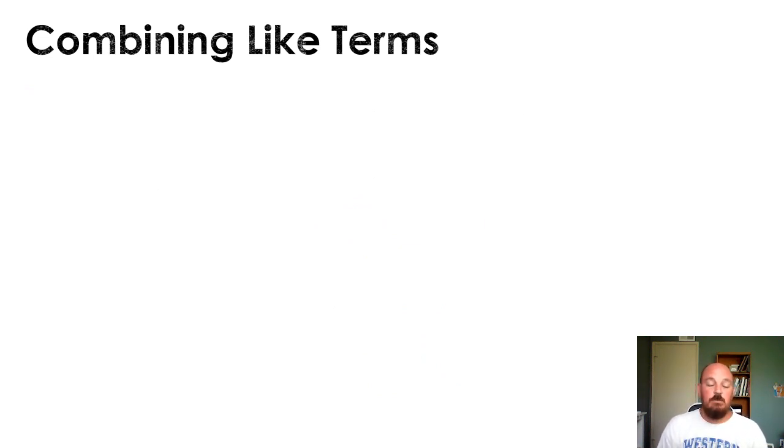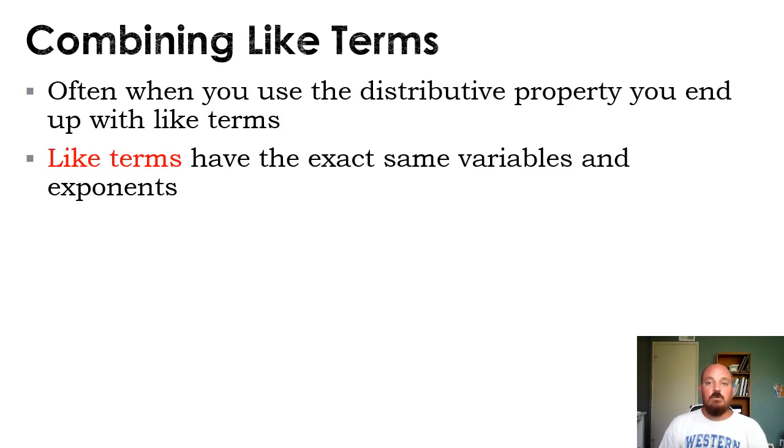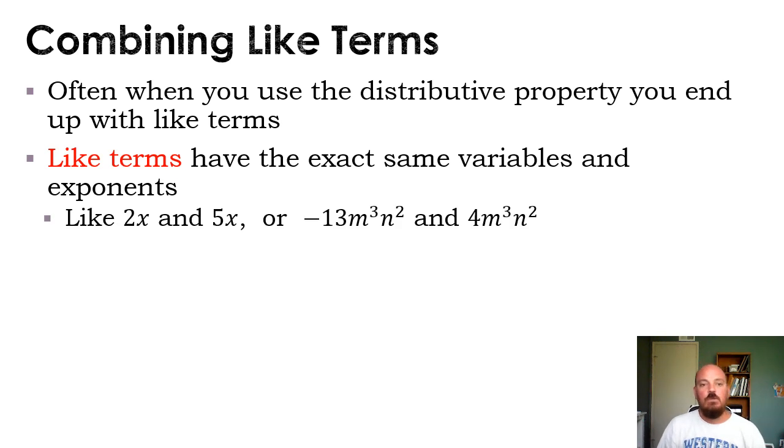Now, there's one other thing I want to mention about distributive property. A lot of times when you're doing a distributive property, you end up with what are called like terms, and we want to combine those. So first of all, when I say like terms, what I mean is two parts of an expression that are exactly the same, except maybe the number part. If the variable part and the exponent part are exactly the same, we call them like terms. So for example, a nice easy example, 2x and 5x. Those are like terms because they both end with an x. So if I had 2x plus 5x, I can add those together. That's 7x.